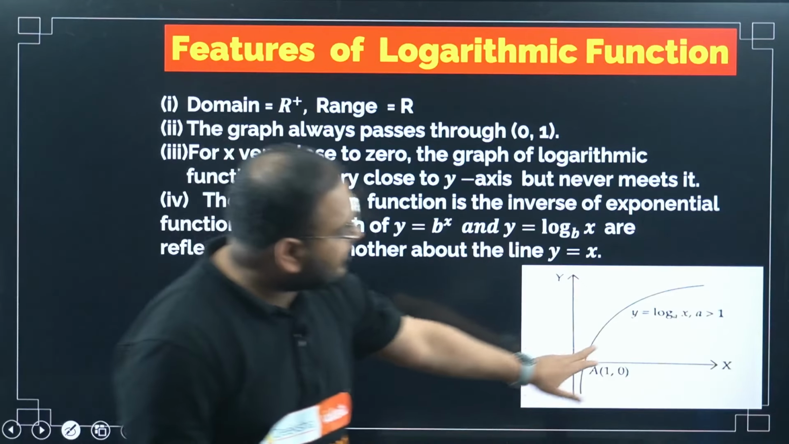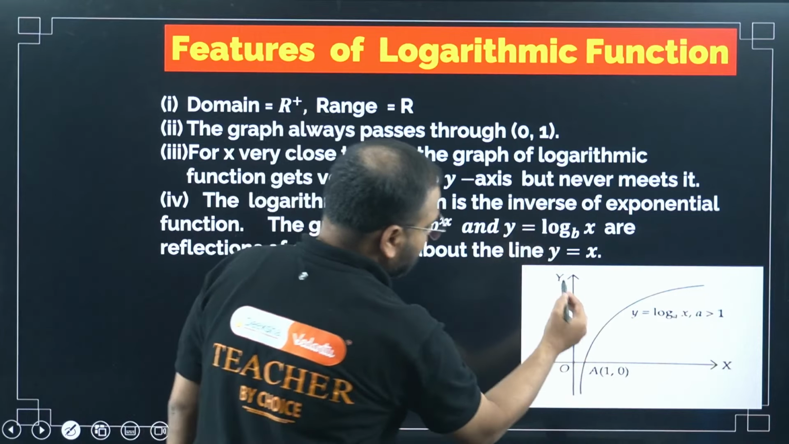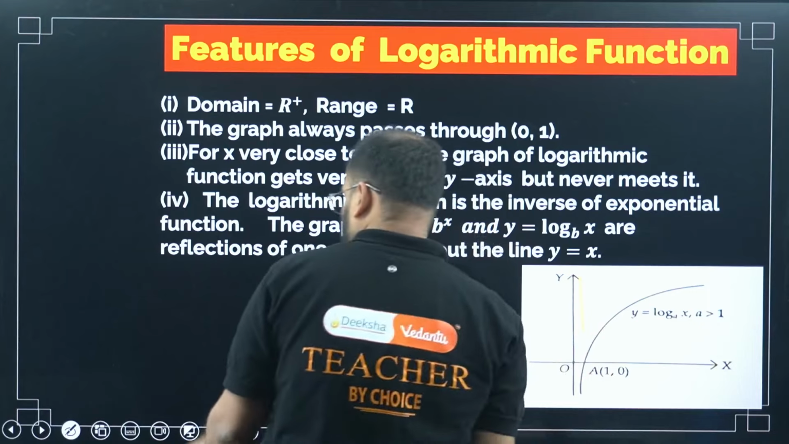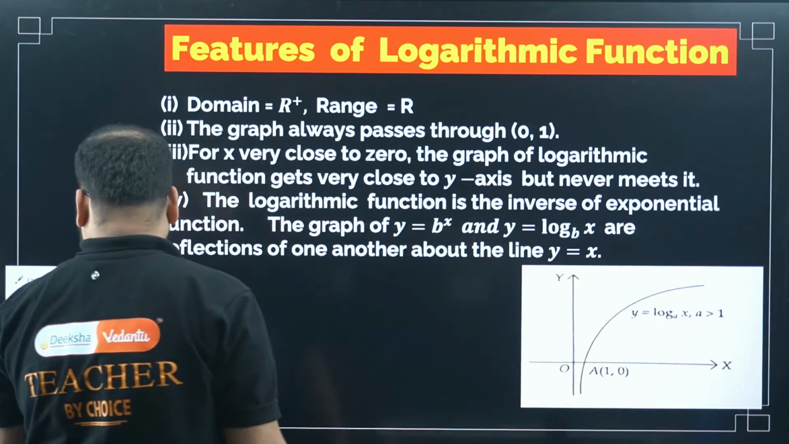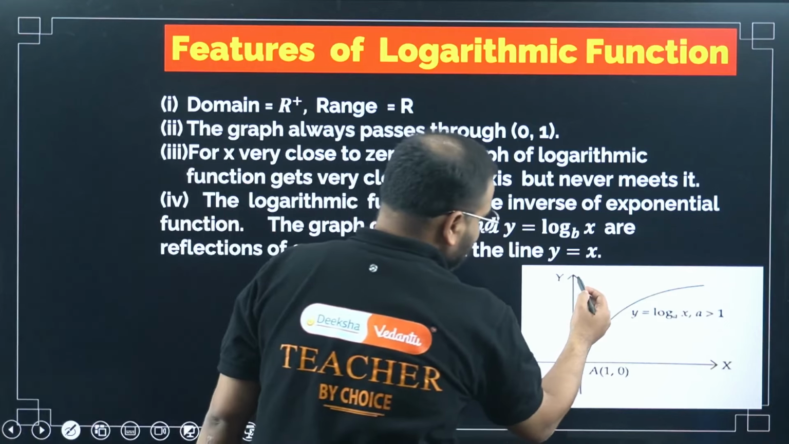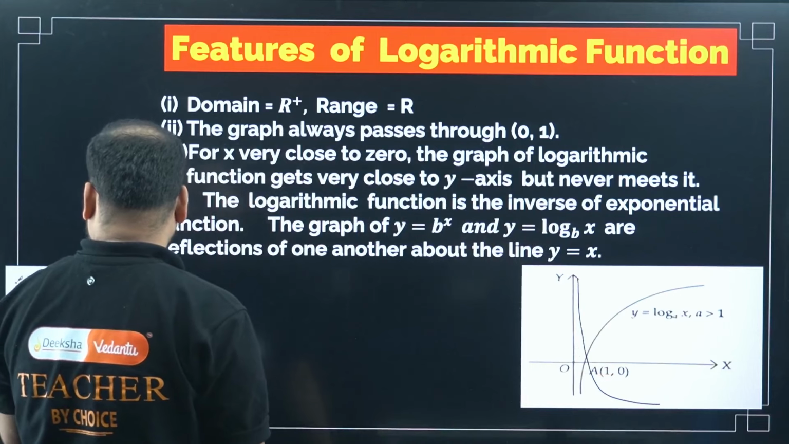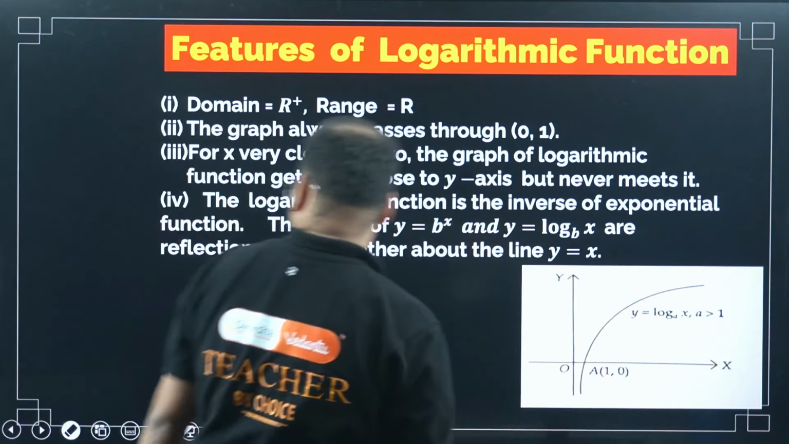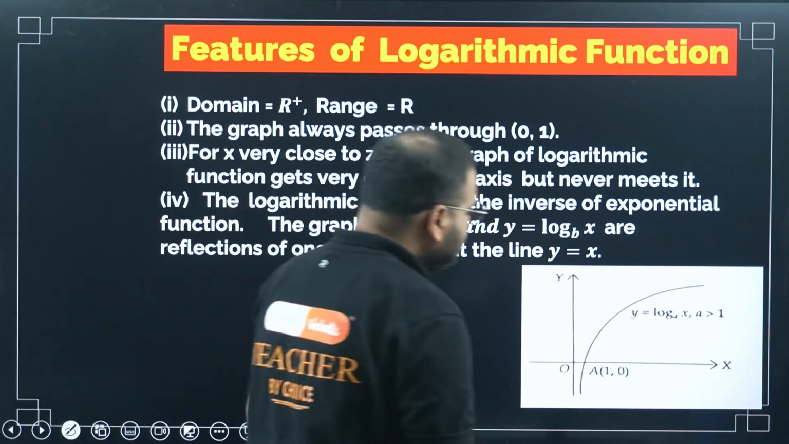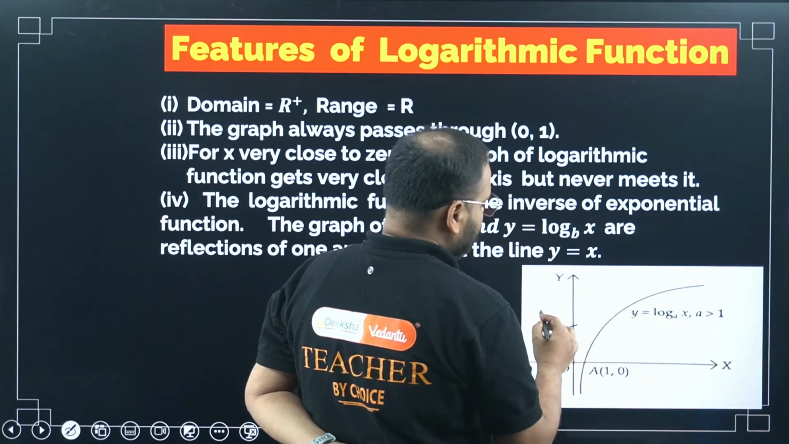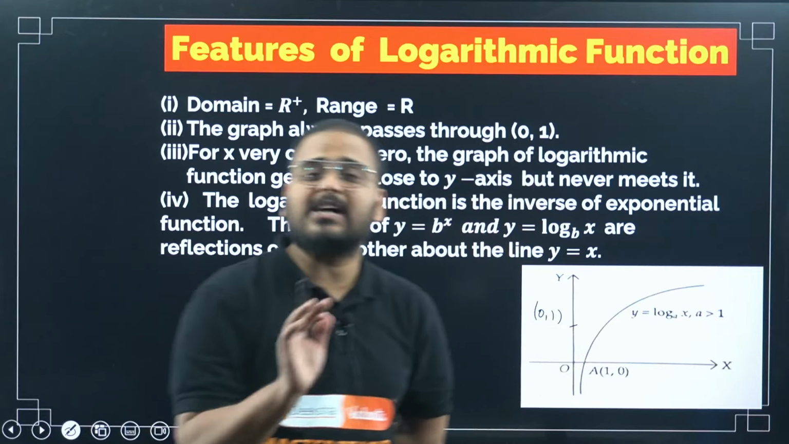This is a graph for a greater than 1. If I take a between 0 and 1, what will happen? The graph will again come like this. I cannot write here like this, the color is not visible, sir. I can draw this graph separately also. If you remember, in the previous case we had this point, 0, 1. All the exponential functions must pass through which point?